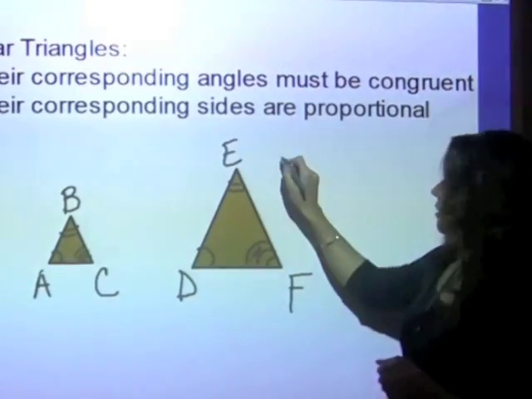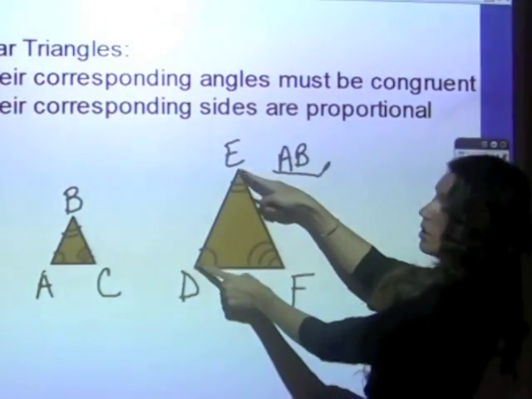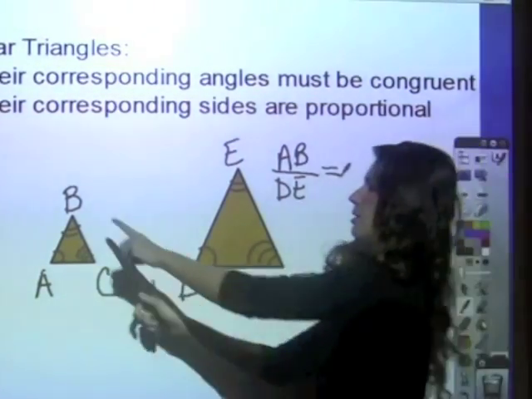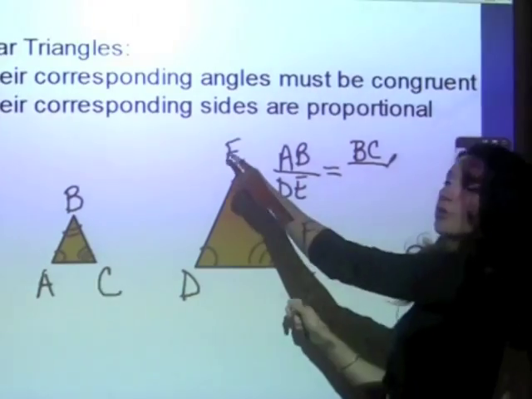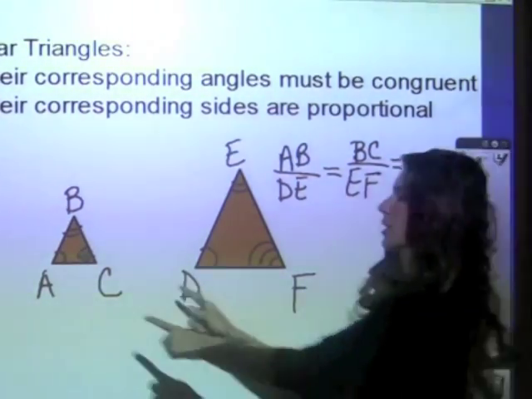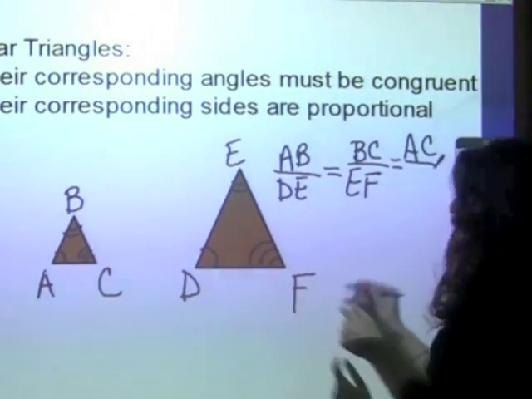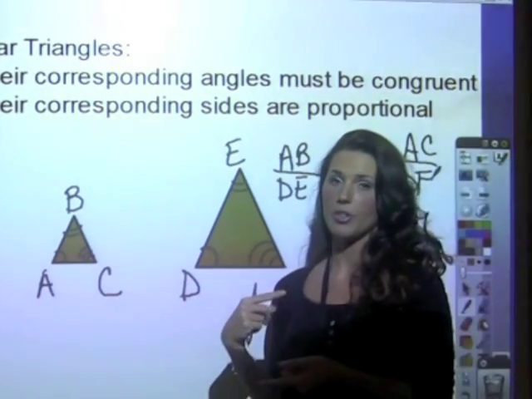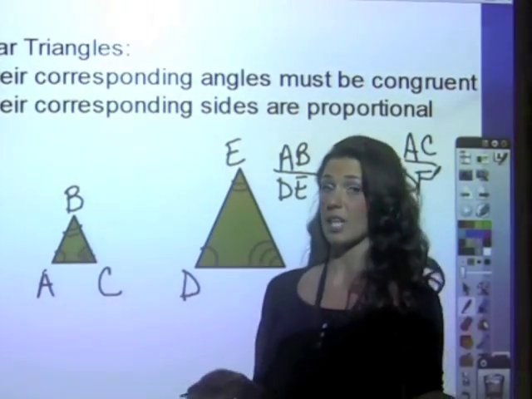such as AB is to DE, as BC is to EF, and finally AC is to DF. And it does not matter which order you put them in, as long as they are to each corresponding side, so you could find a missing side.